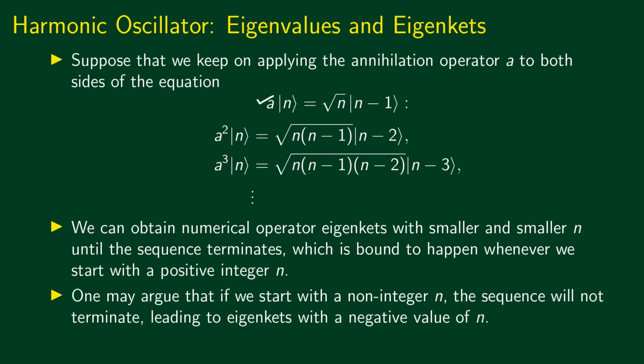Now consider the equation A acting on ket n is equal to square root of n multiplying ket n minus 1. Now let's apply the annihilation operator A to both sides of this equation.